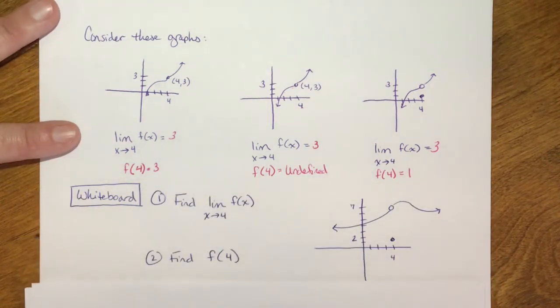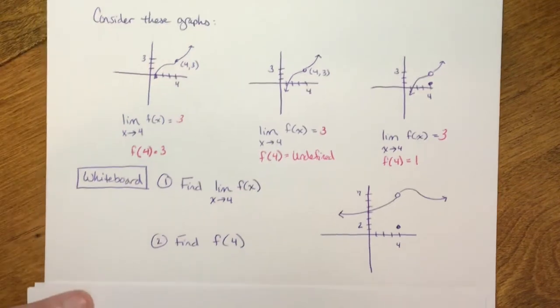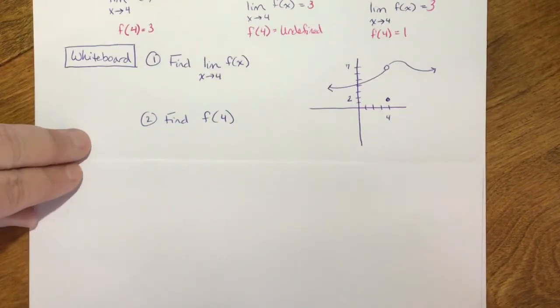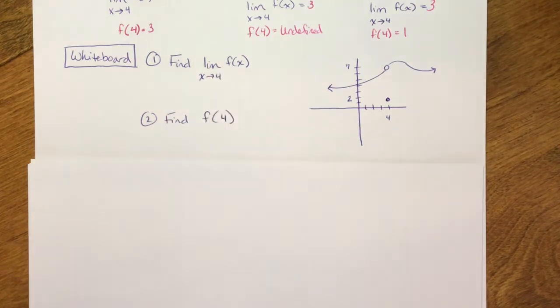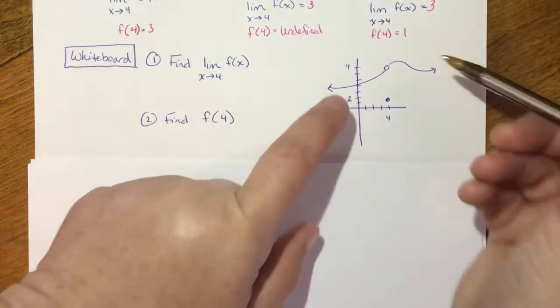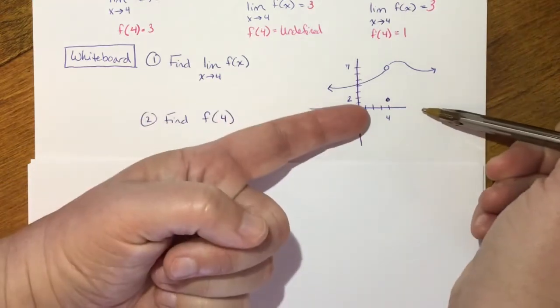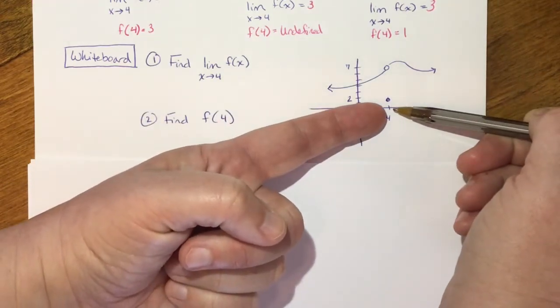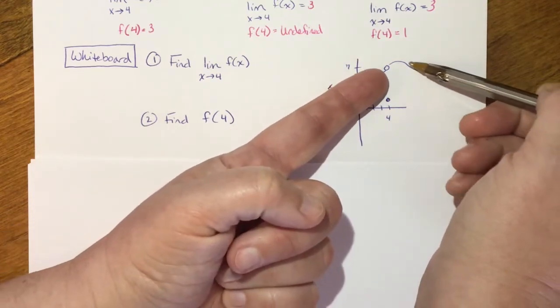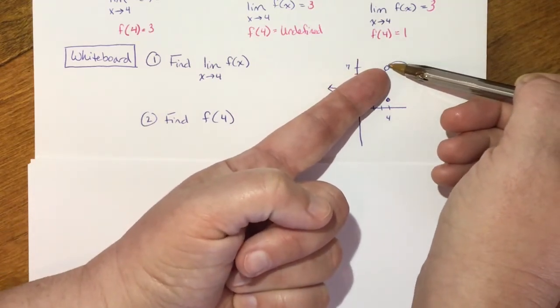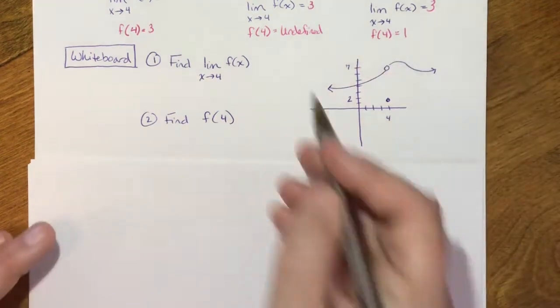Okay, let's try this problem like we would on a whiteboard. So I'd like you to pause here and take a minute to find the limit as x approaches 4 of our function f of x, and then find f of 4. Okay, so my limit is x approaches 4. That means as I get close to an x value of 4 from both the left and the right, what y value am I getting close to? So as I approach from the left and as I approach from the right, it looks like my y value is getting very close to 7.